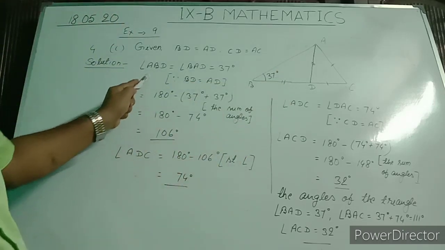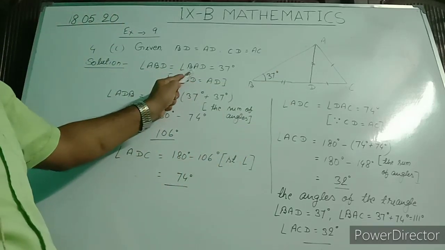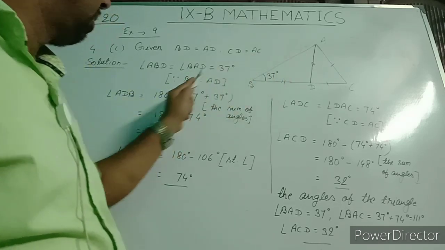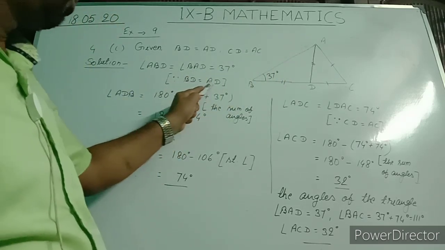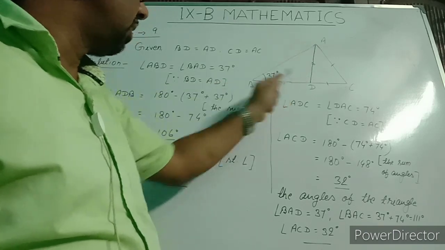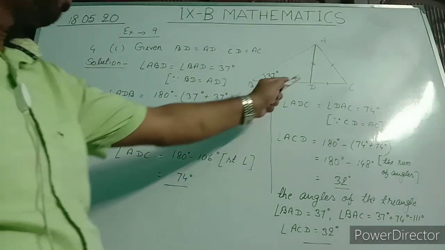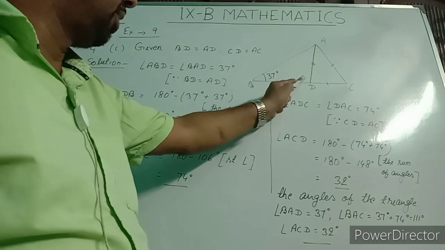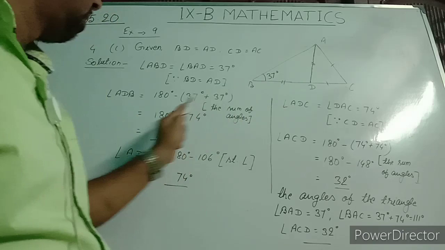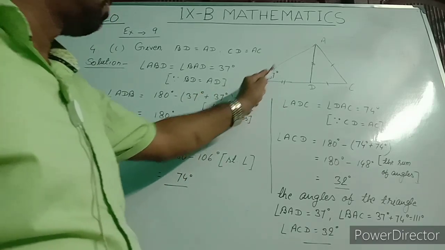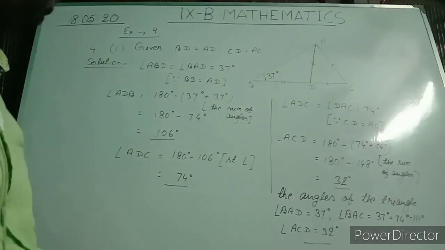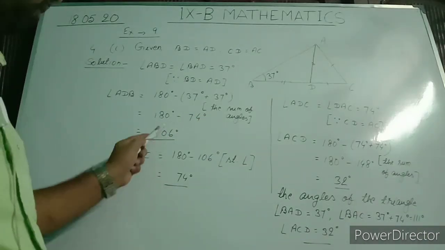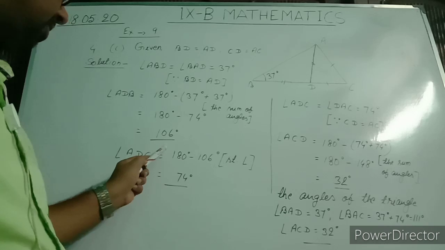For that I have written here angle ABD equal to angle BAD equal to 37 degrees. This angle equals this angle. Why? Because BD equals AD, because these two sides are equal. So this angle we can find because the sum of these three angles will be equal to 180 degrees. So this angle equals 180 degrees minus 37 plus 37. I have written the reason in the bracket, the sum of angles of the triangle. So this calculation became 106 degrees.